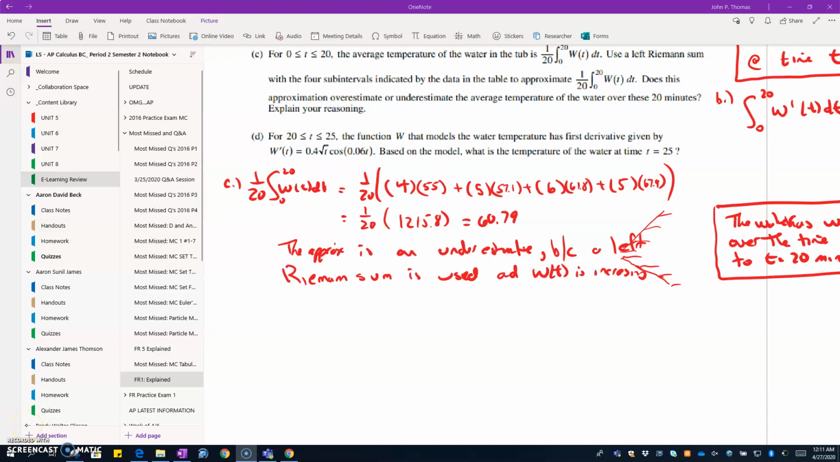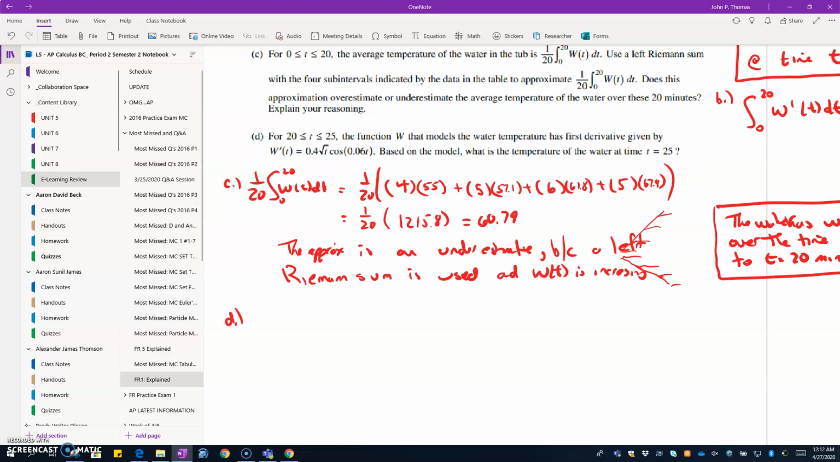All right, let's take a look at part D of this free response. This one says for 20 is less than or equal to t is less than or equal to 25, the function w that models the water temperature has a first derivative given by w prime of t, and that function is given for us. And again, this is calculator active. Based on the model, what is the temperature of the water at time t equals 25?